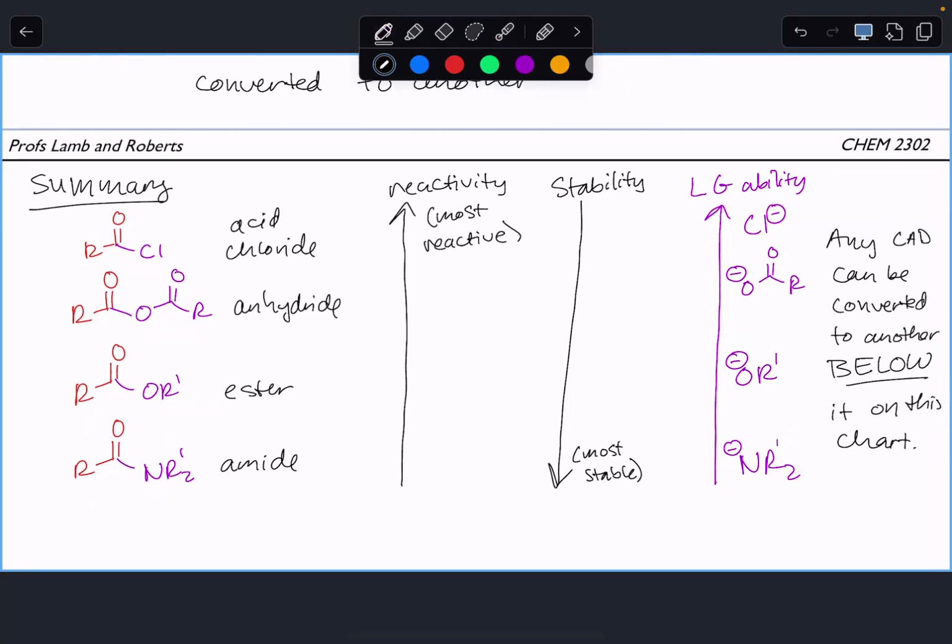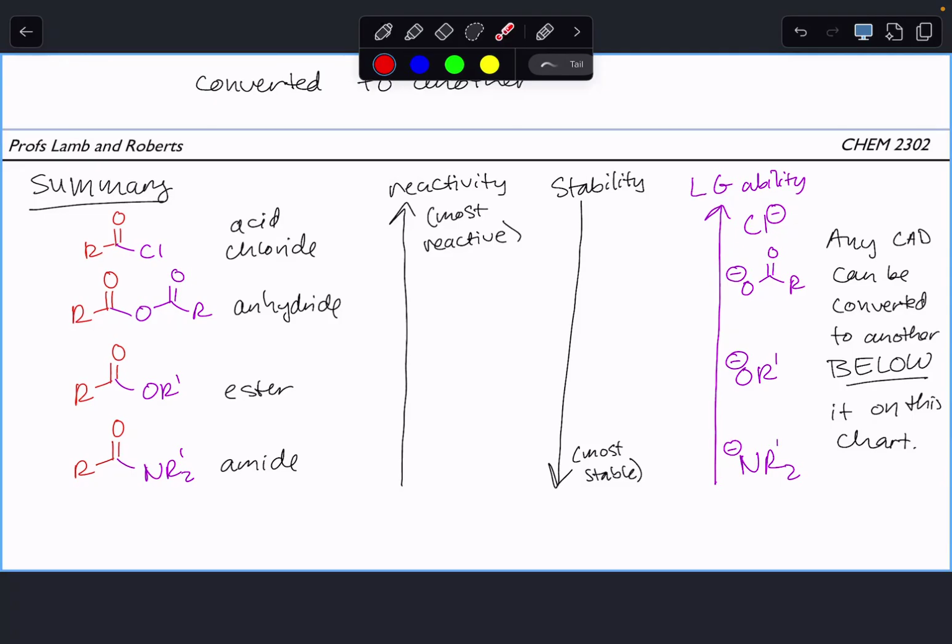Right? So you always have to go from more reactive to less reactive. So you can convert an acid chloride into an anhydride, but not vice versa. Okay, so we always have to be going down this chart. You cannot go in the opposite direction. So if you start from an amide, you cannot use like a chloride nucleophile to go back up to an acid chloride. You can't do that, okay? So that's really, really important when thinking about this, is like, what direction are we moving on this chart? And making sure that we're always going to the more stable direction.